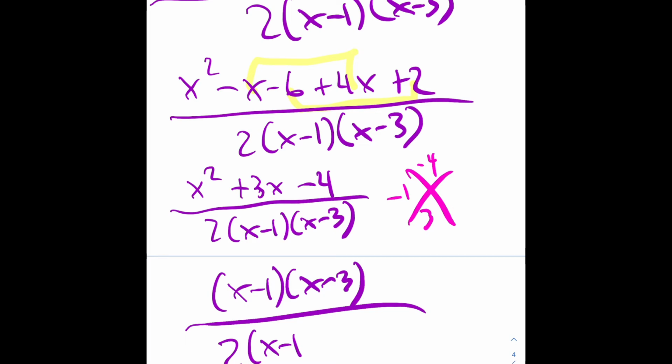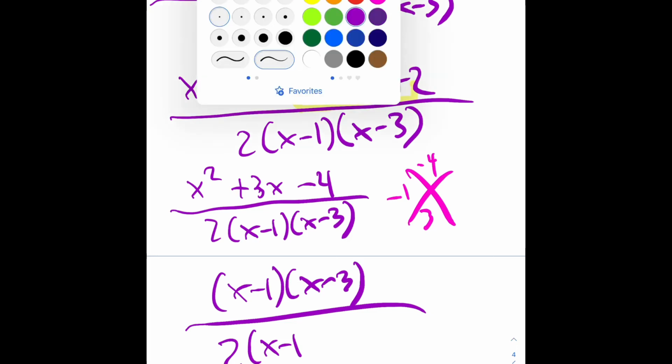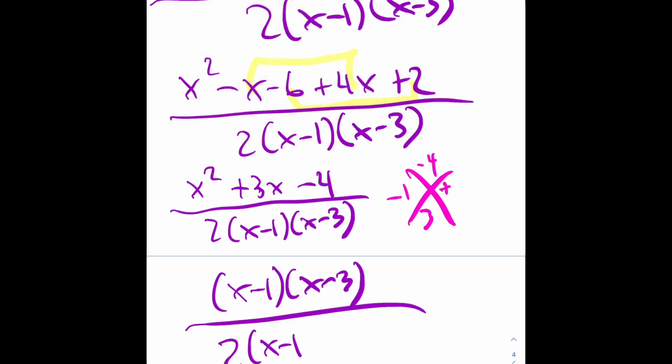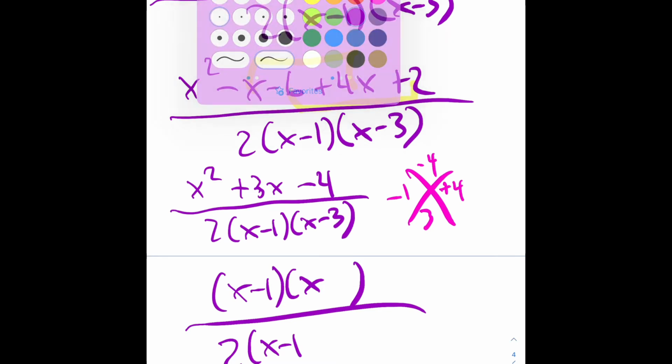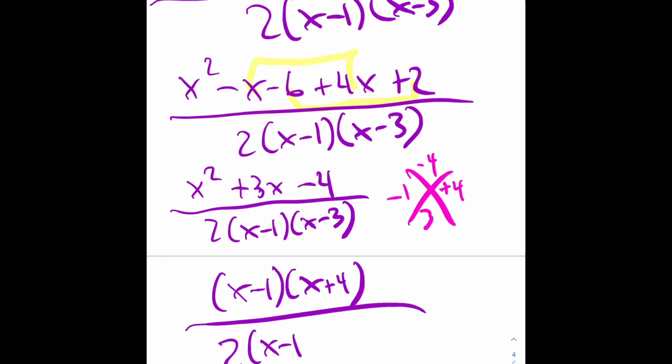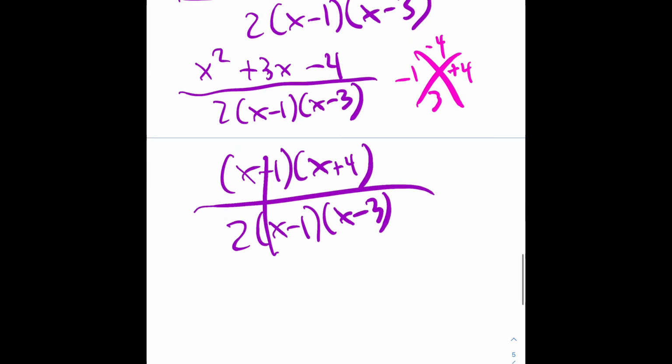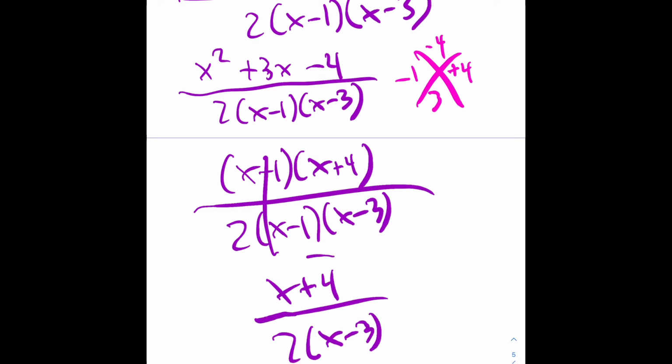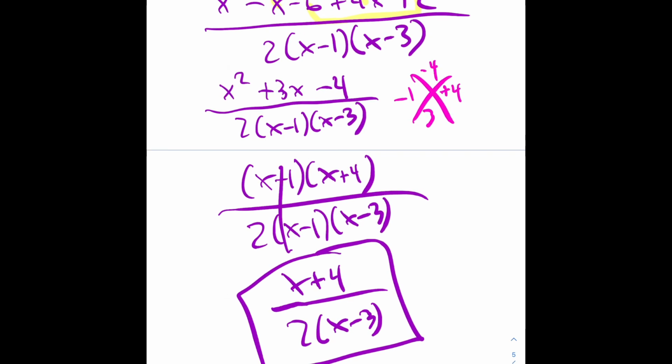Okay, so how do we get negative 4 and positive 3? We have to have x minus 1 and x plus 4. My mistake, which is going to change this right here. And then we'll see that we have some things to cancel out. So we're left with x plus 4 over 2, x minus 3. And that's about as far as we can go.